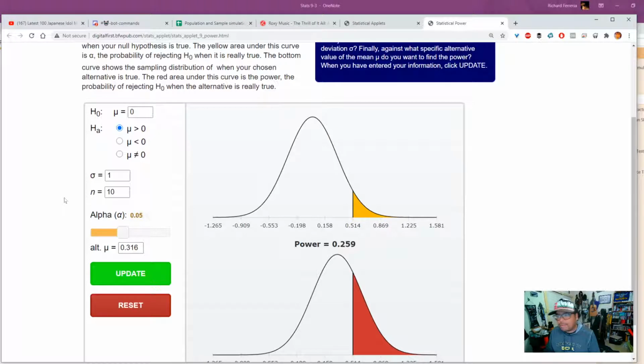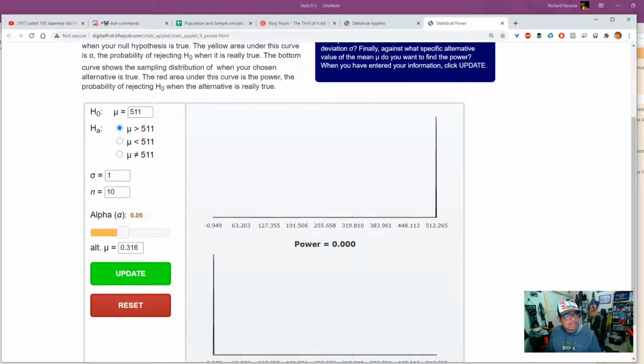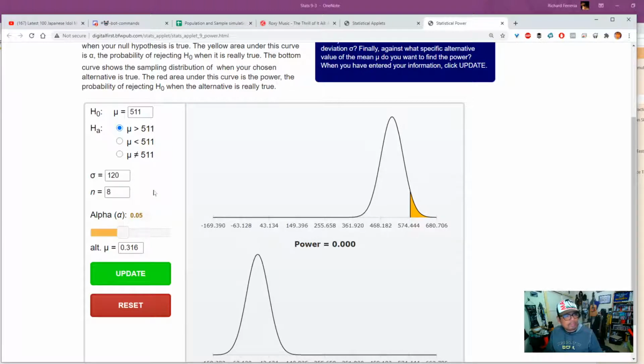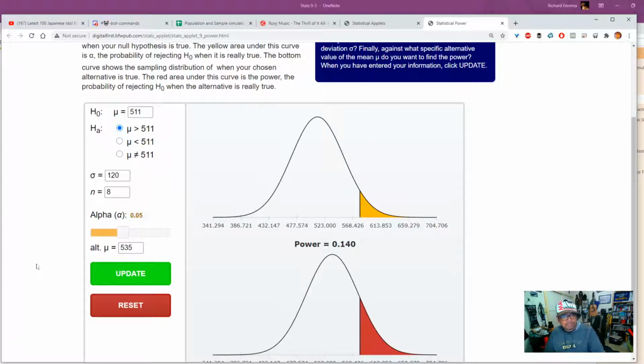And let's fill in all of our information. We know that mu was 511. Our alternative hypothesis is mu is greater than 511. Our standard deviation, what was that, 120? Yeah, it was 120. And our sample size was 8. Alpha level, that looks correct, 0.05. And the alternative mu was 535. So let's update that. There we go.